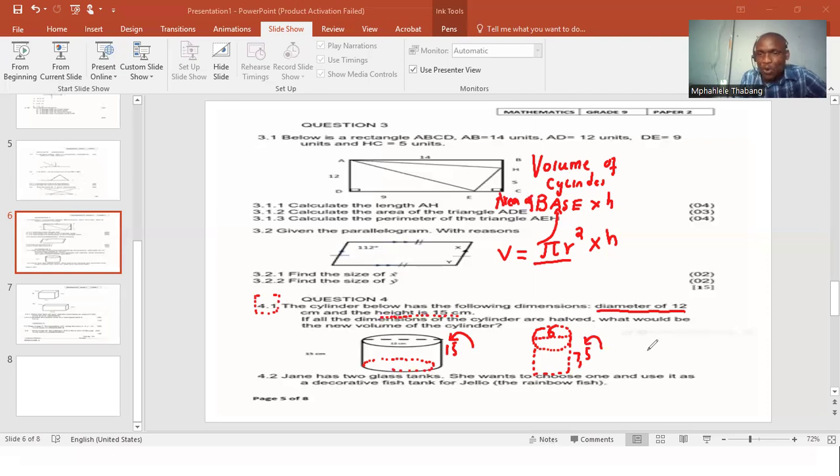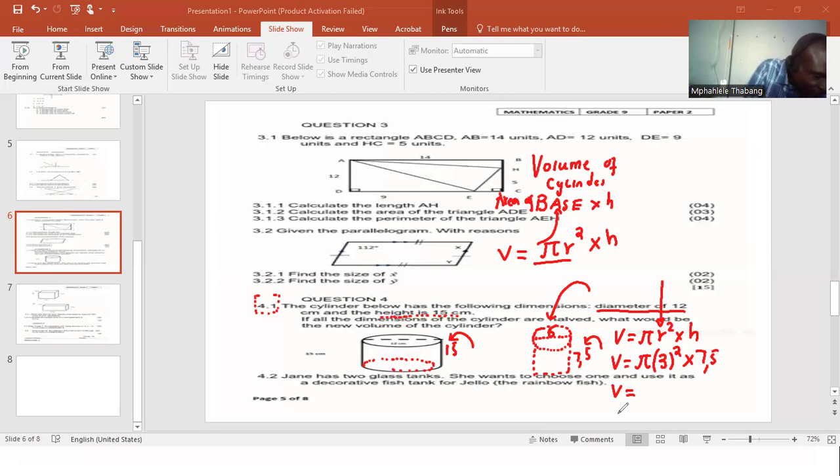So what will be the volume of this new cylinder? You simply say pi r squared times height. V equals pi. What is the radius? The radius is half of the diameter. So if the diameter is 6, the radius is 3. The height is 7,5.